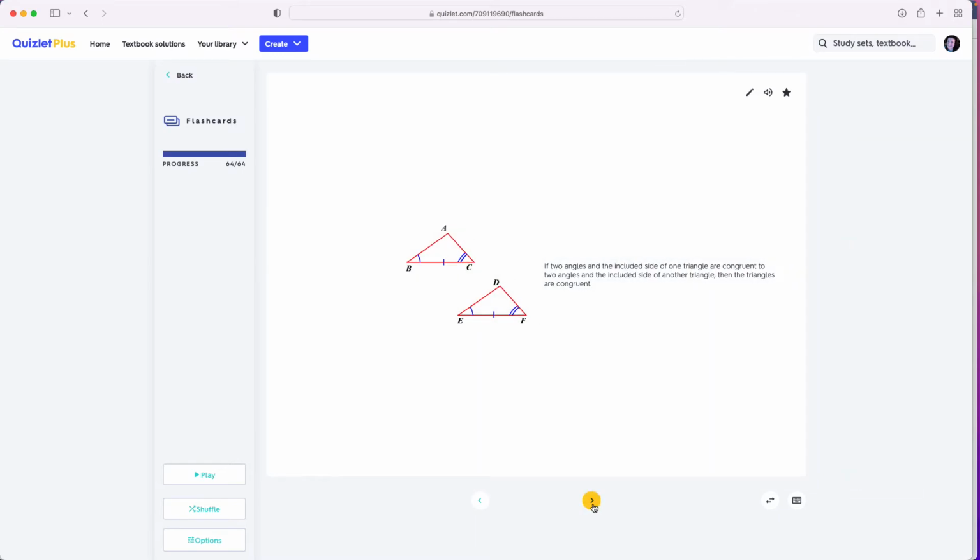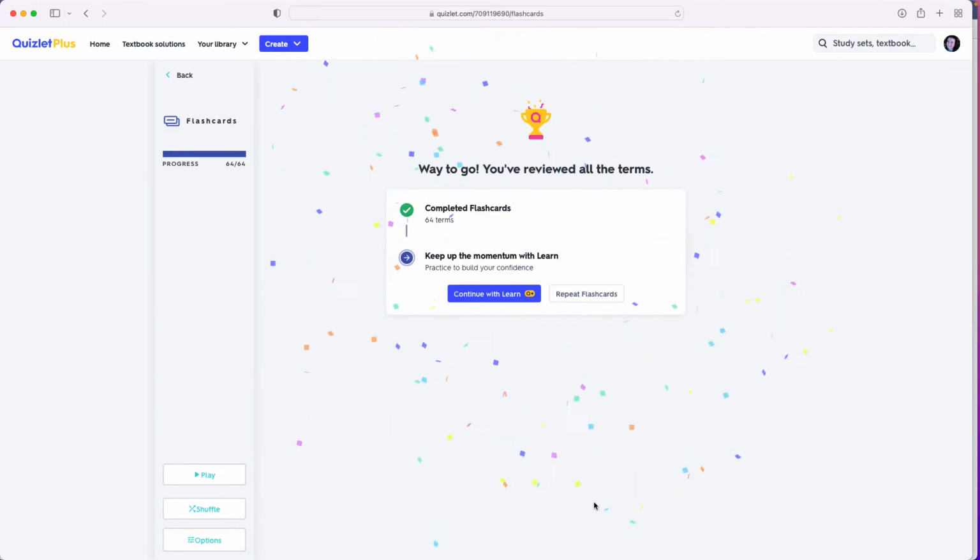Again, this is angle side angle because of where it's located. Angle side angle. So it's just listing it in the order that it occurs on that triangle. And that's it. That's all of the flashcards.